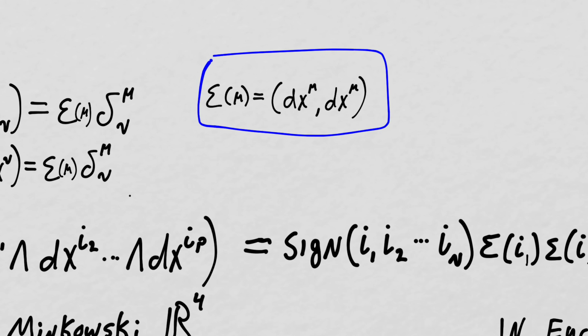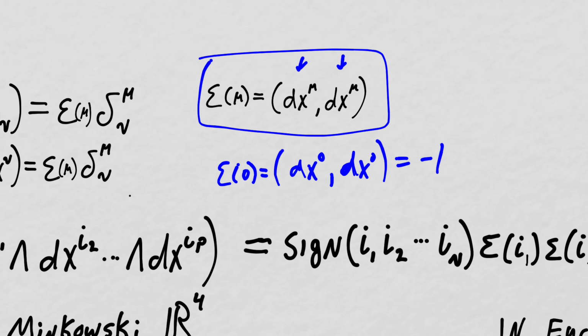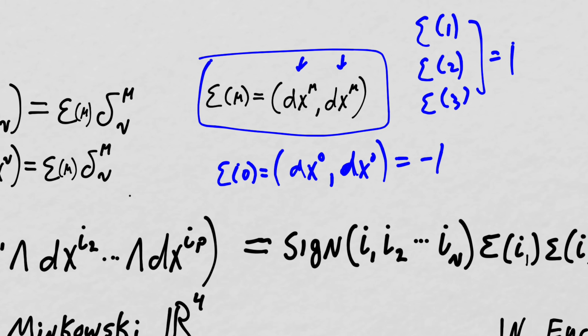Epsilon of mu is the inner product of dx mu with itself. And so epsilon of 0 would equal dx0 dx0, which in our convention is equal to minus 1. But epsilon of 1, epsilon of 2, and epsilon of 3, all those are going to just equal the number 1 in our convention. In Minkowski space, the metric drives this guy to be minus 1 in our convention, and these three guys to be plus 1. And so that's the meaning of epsilon mu.